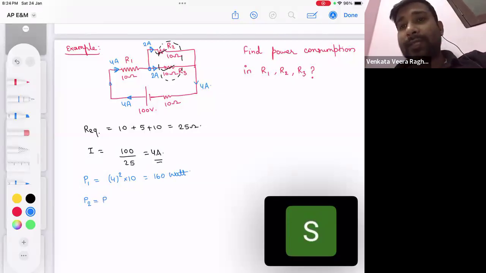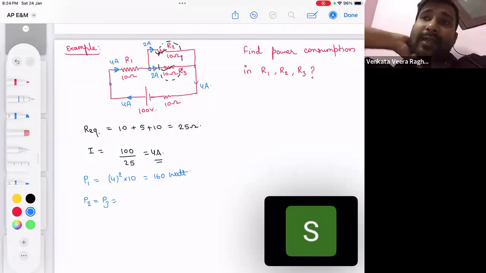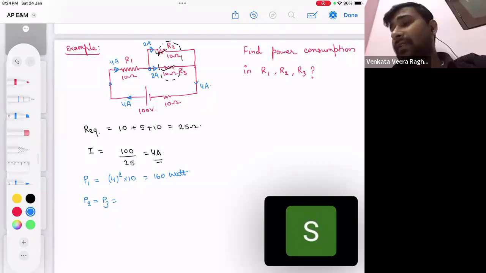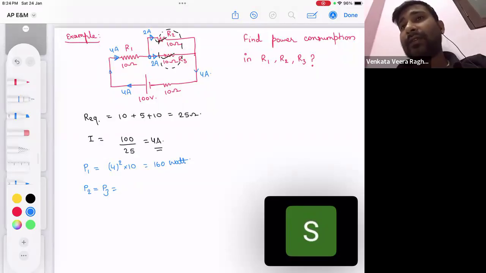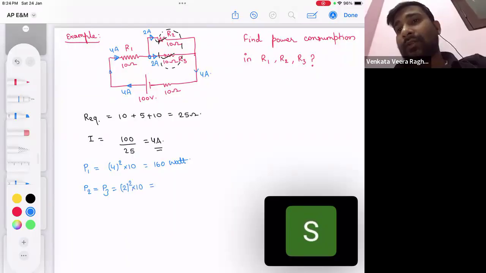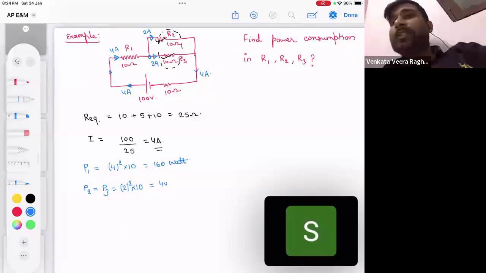P2 and P3, can we say that the same will come? Because both have the same current, both have the same resistance, isn't it? If current and resistance are the same, then the power is going to be the same. That means the current is 2, so 2 square into 10, so 4 into 10, 40 watt each.